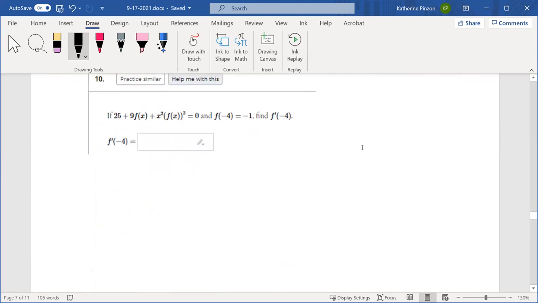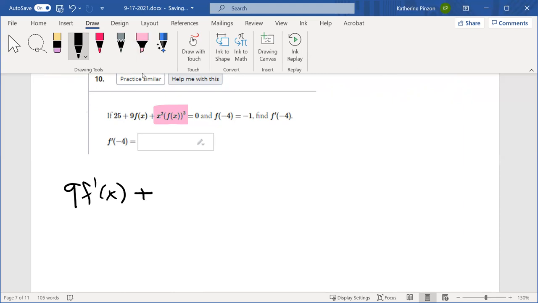Number 10 says 25 plus 9f(x) plus x squared times f(x) cubed equals 0. f(-4) is -1. Find f prime of -4. So this is kind of like implicit differentiation because f(x) is some function defined in terms of x, which we don't know. What do I need to use for this third term over here? Product rule. Okay, derivative of 25, 0. Derivative of 9f(x) is 9f prime of x. Perfect.